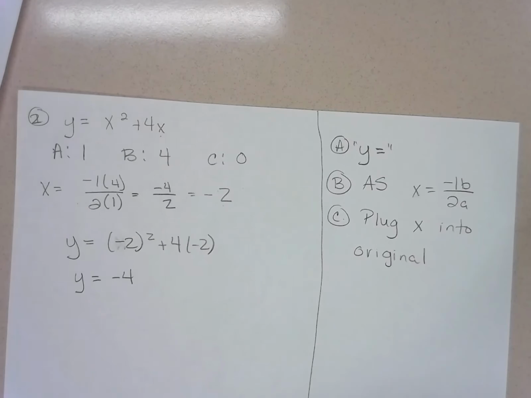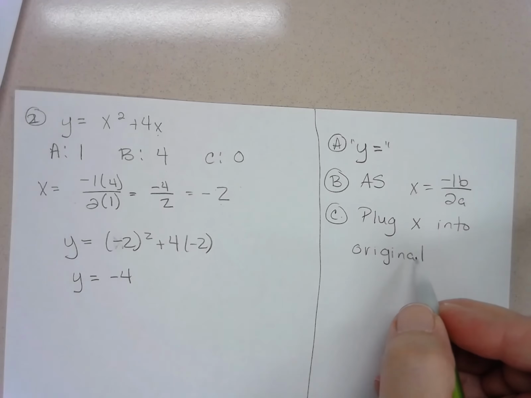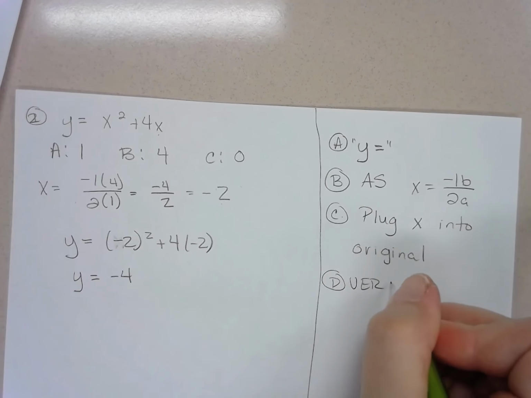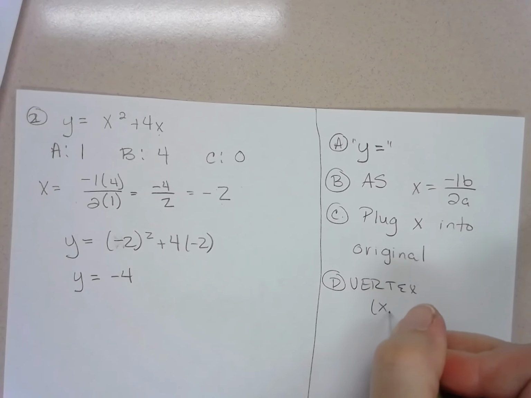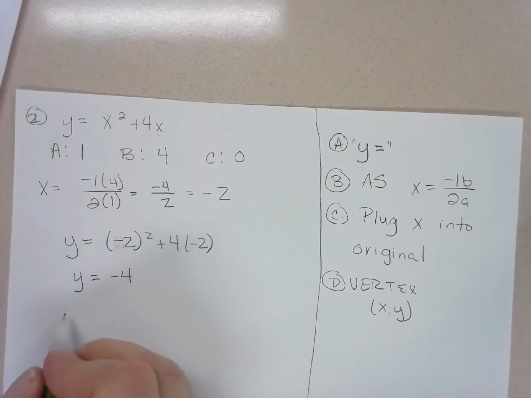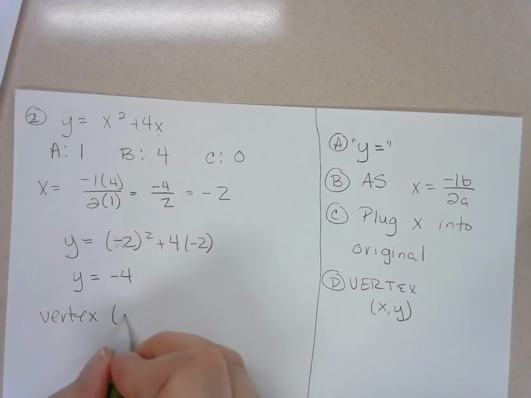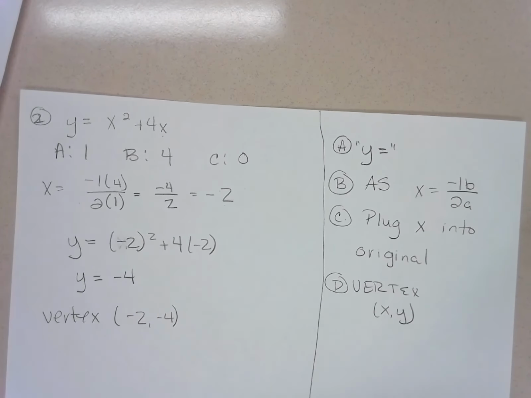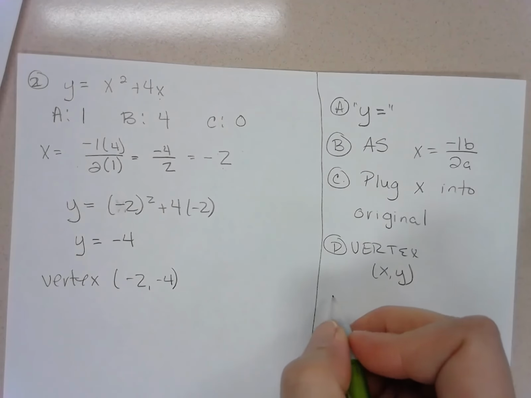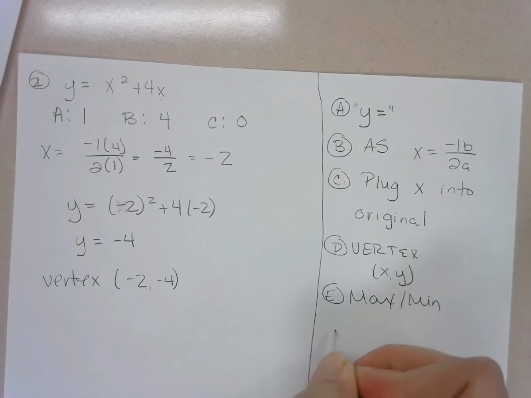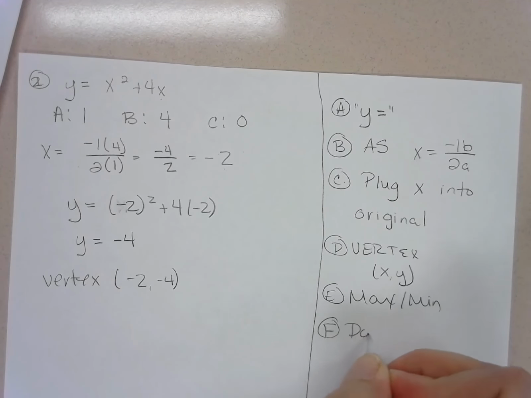So we found our axis of symmetry. We plugged that axis of symmetry into the original quadratic. So now we've got to write down our vertex. Remember, our vertex is our x and our y as an ordered pair. So my vertex is -2, -4. And then I have to do a couple more things. I have to ask, do I have a max or a min? And what's my domain and range?